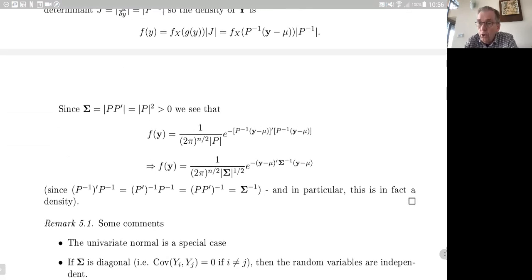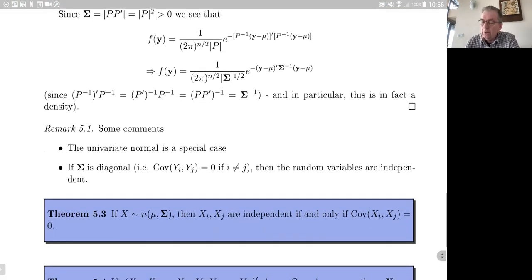We also know that this is a density. We know it's positive. We know it's a density because of the properties of the transformation. So the integral must be 1 because it's equal to the integral over the x space. So you'll notice that the univariate normal is a special case. If your dimension is 1, then capital sigma is just lowercase sigma squared.